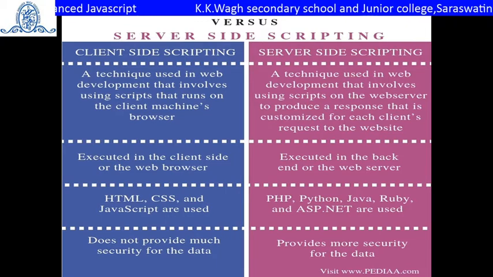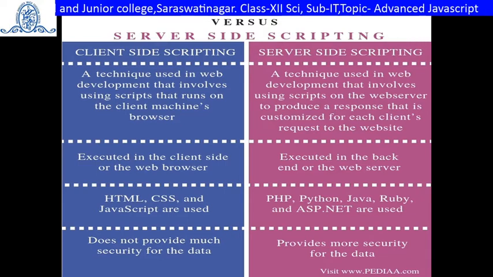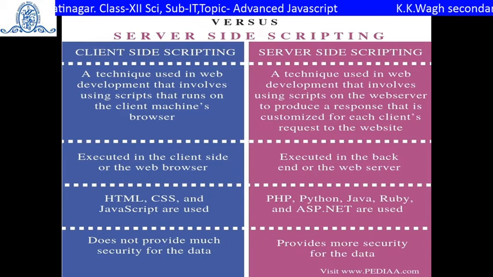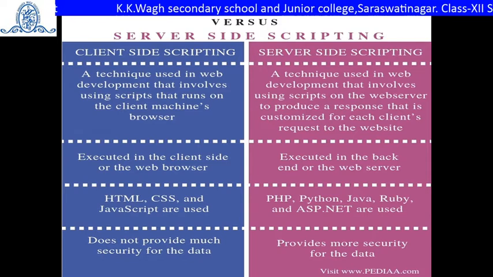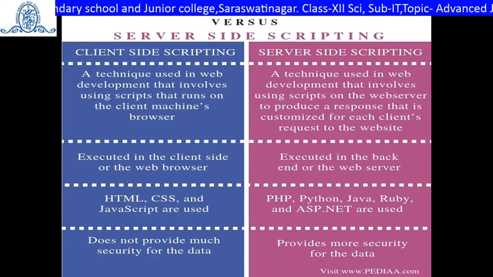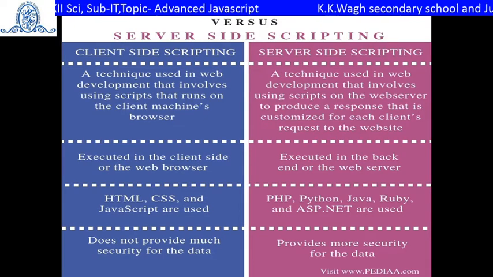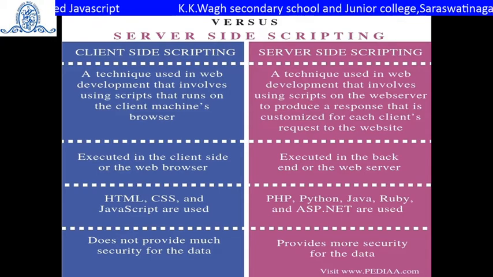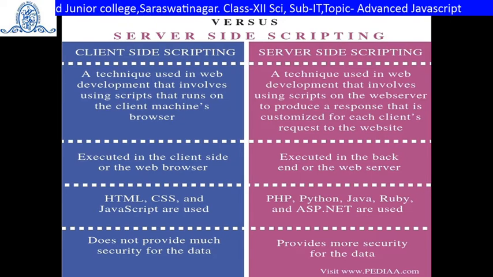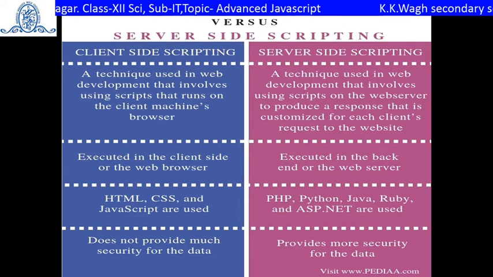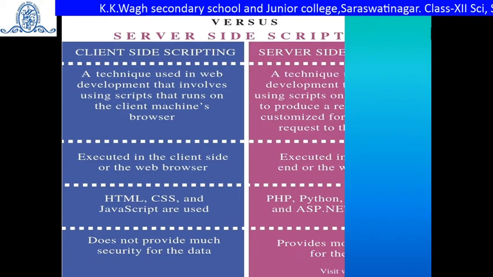Client-side scripting is executed on the client side or the web browser. Server-side scripting is executed in the backend or the web server. Examples of client-side scripting are HTML, CSS and JavaScript. In contrast, examples of server-side scripting are PHP, Python, Java, Ruby and ASP.NET. Client-side scripting does not provide much security for the data, but server-side scripting provides more security for the data.